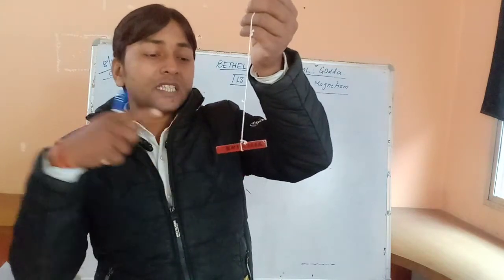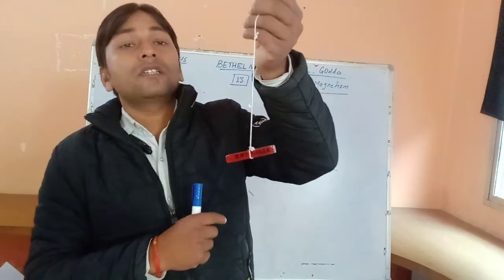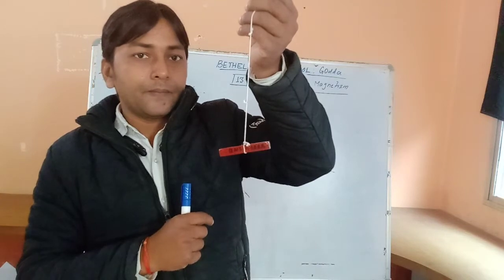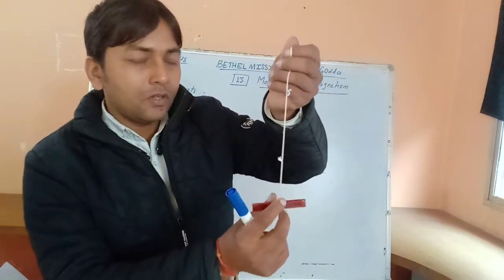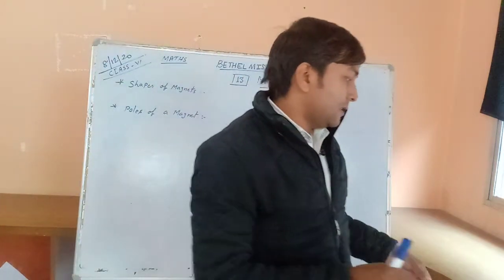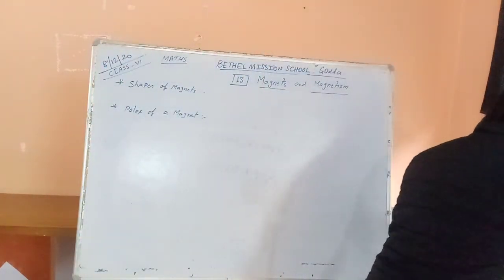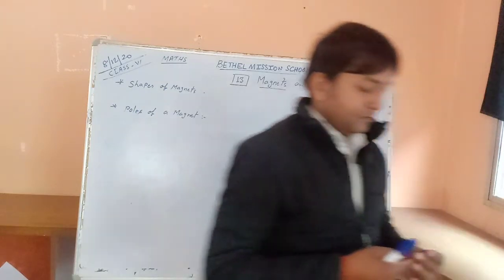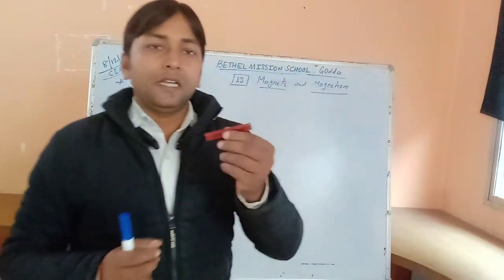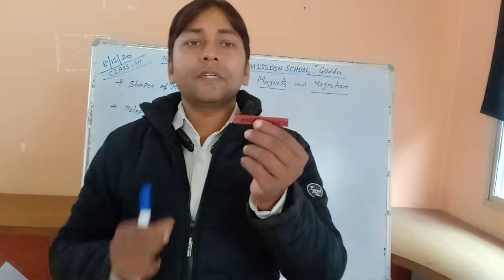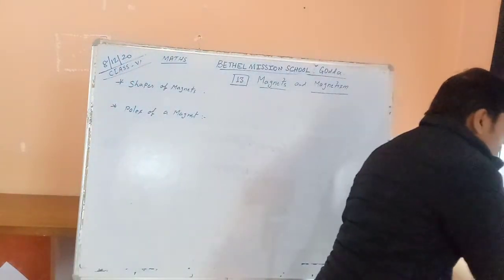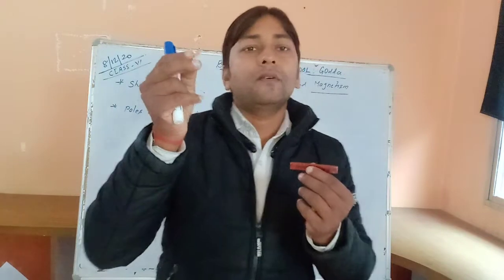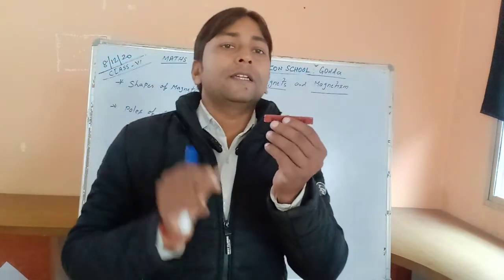Now the question is, why does it always stand in the north and south direction? Why? So now the answer is this. I have taken a bar magnet, and this is a piece of iron.